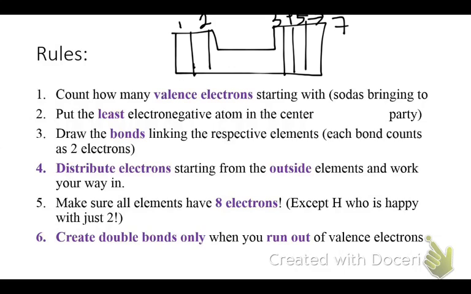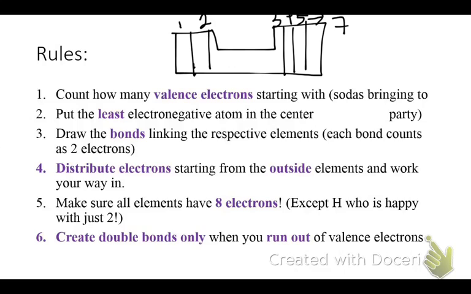So that's step 1. Step 2, when you're drawing out your actual structure, since that's the goal, is that the least electronegative atom goes into the center. If it's carbon, then it's carbon. If not, then you'll see. It's pretty easy to tell which one it is. Usually it's the one that's alone, alright?